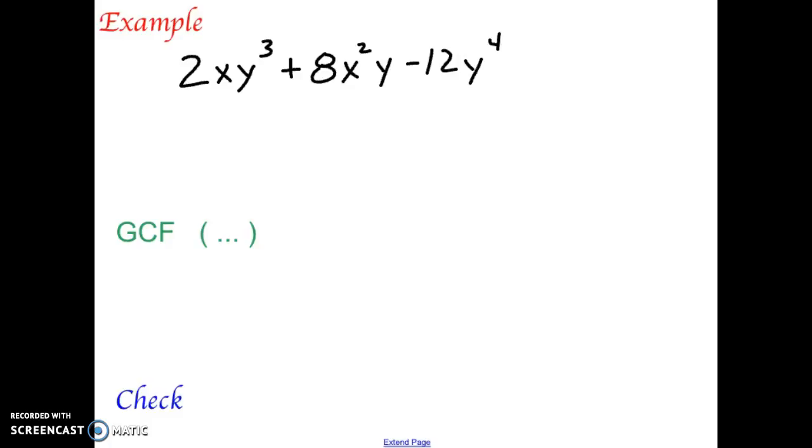Okay, moving up on the difficulty level, now we're going to divide out the greatest common factor from a trinomial. Starting with the greatest common factor of 2, 8, and 12, we're going to have a 2. Well, the first and second terms have an x in them. The third term does not, so x will not be part of our greatest common factor. And if we look at the y's, we got a y cubed, a y, and a y to the fourth, so y will be part of our greatest common factor.